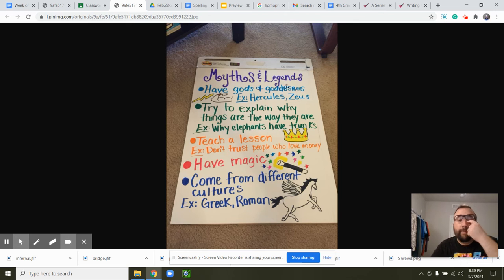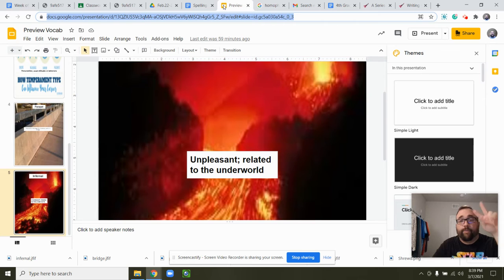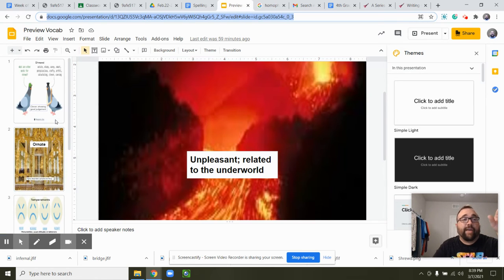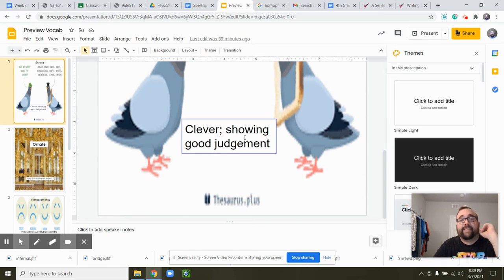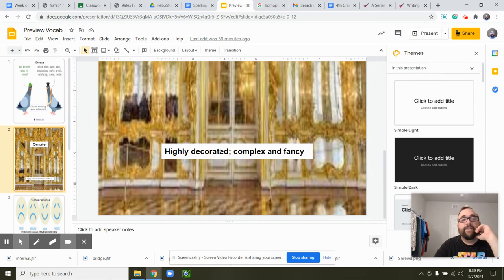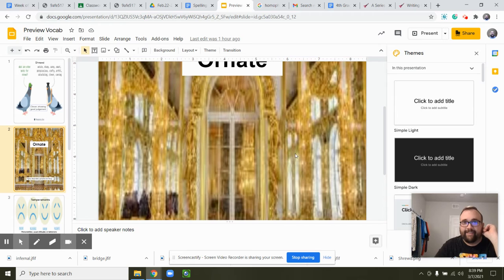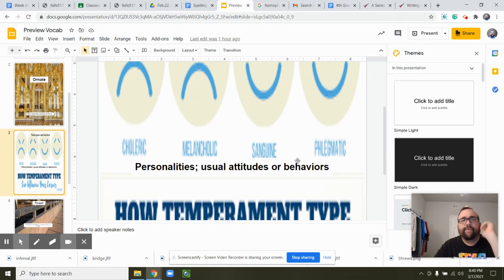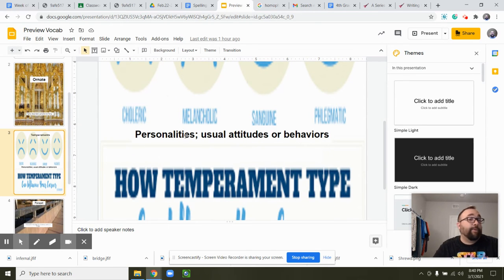Alrighty. So let's move on. We're going to preview the vocabulary. So we're reading two myths this week. We're going to preview the vocabulary that is in both. This week you have shrewd, which means clever or showing good judgment. You have ornate, which means highly decorated, complex, and fancy, right? Look at that. All that gold and fancy stuff. Then you have temperament. Okay. So temperaments, personalities, usual attitudes or behaviors.